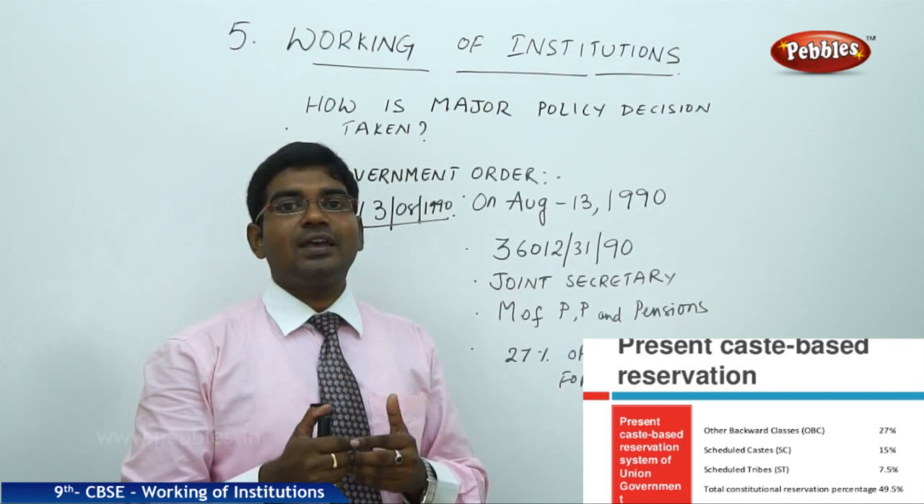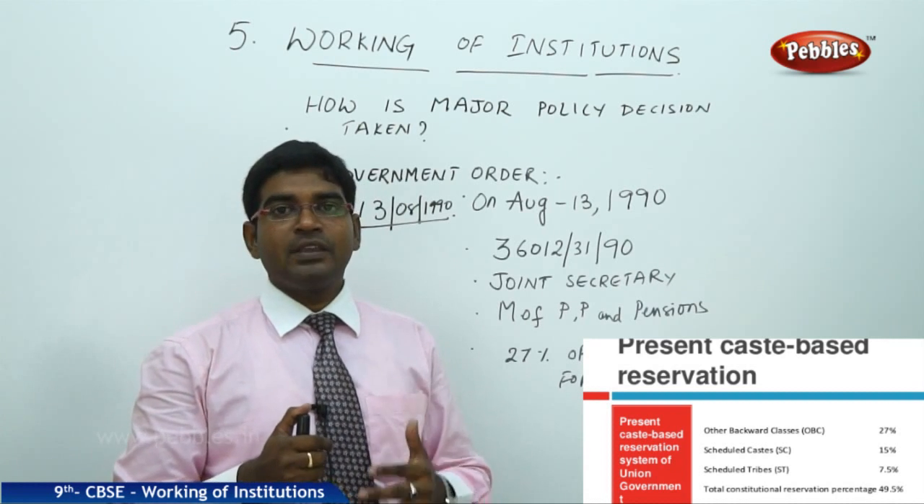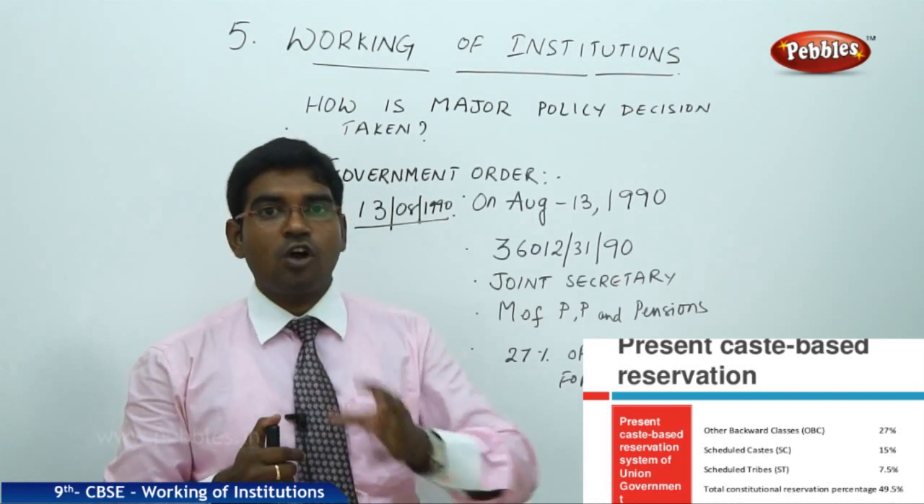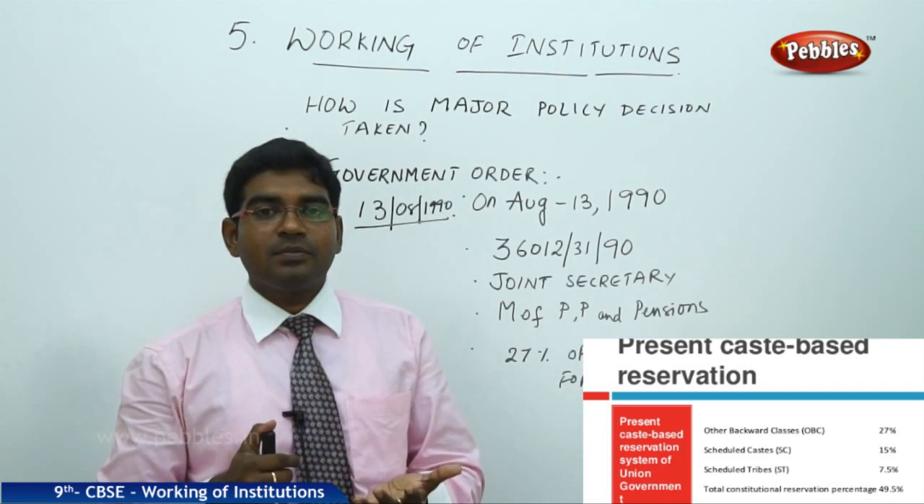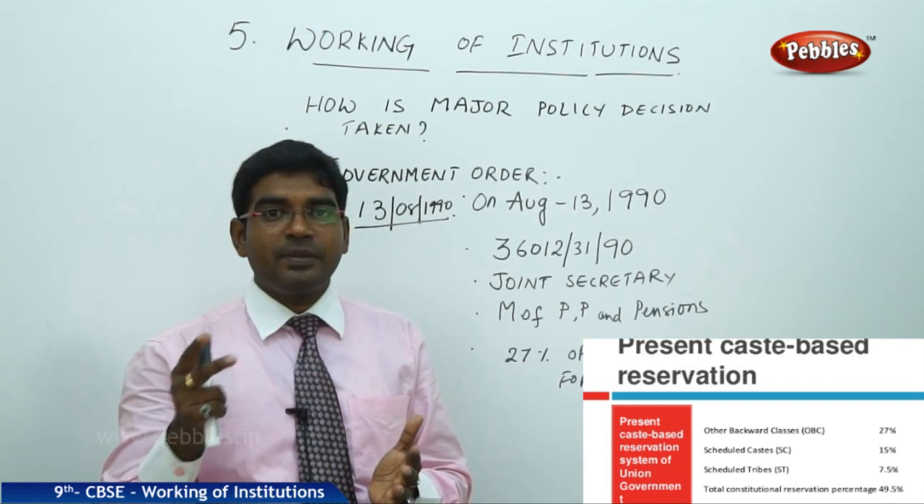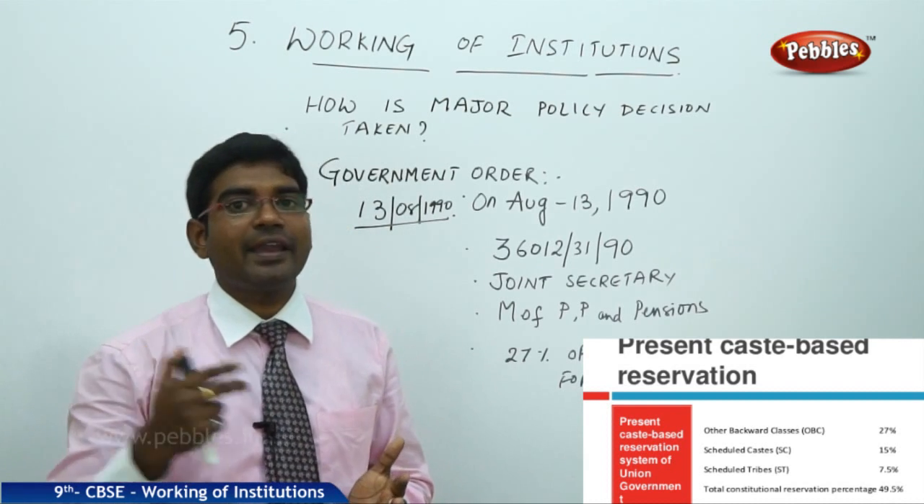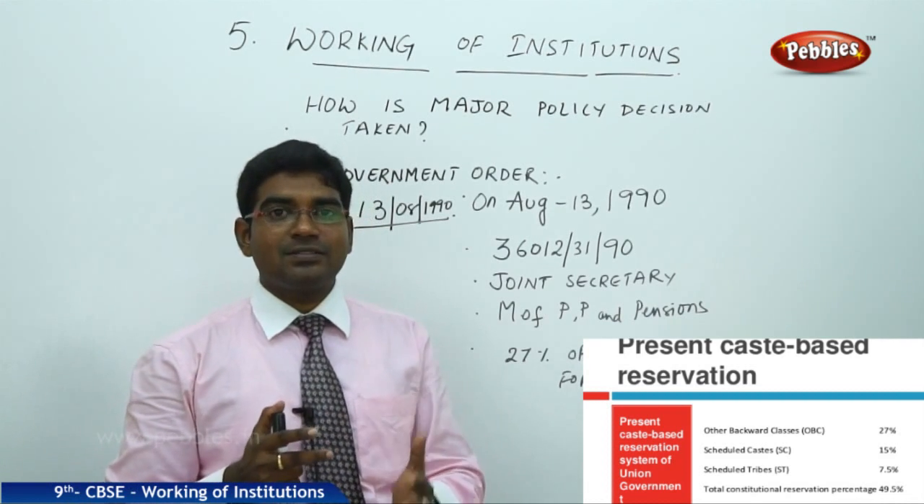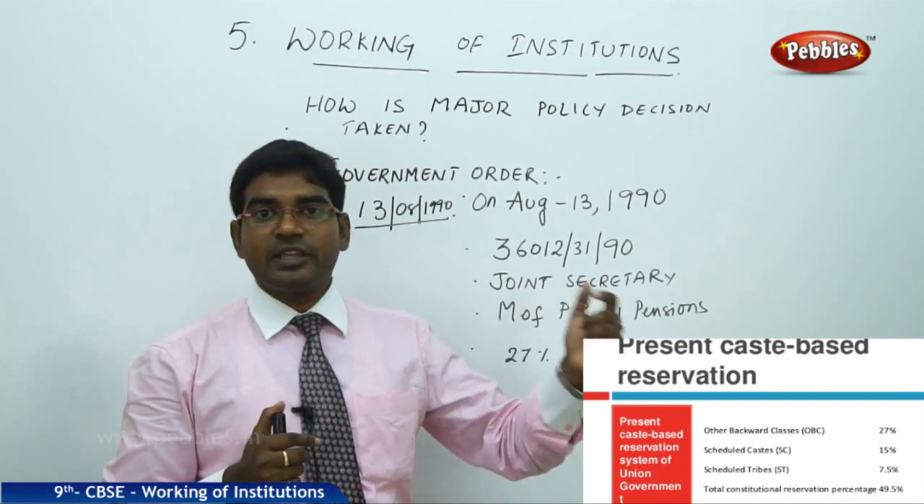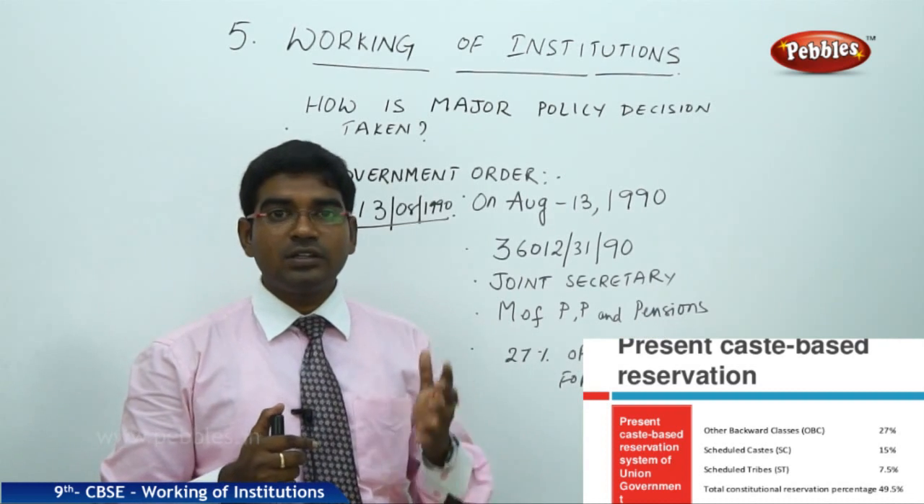The Mandal Commission has given a report stating that the other backward classes also need some kind of encouragement, and that they cannot be in a position to compete with the other castes. So they are economically and socially deprived classes, like the scheduled castes and the scheduled tribes.